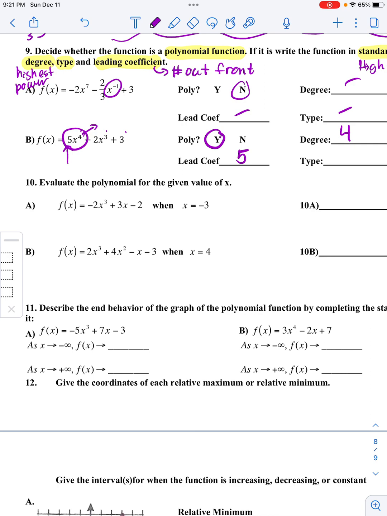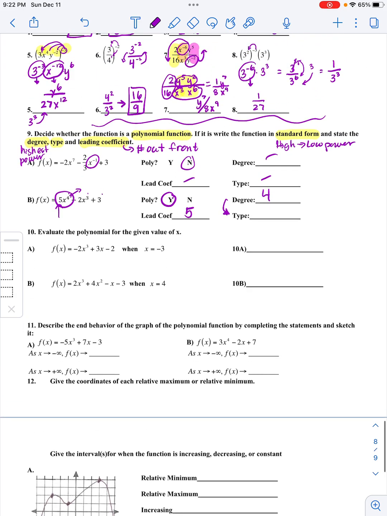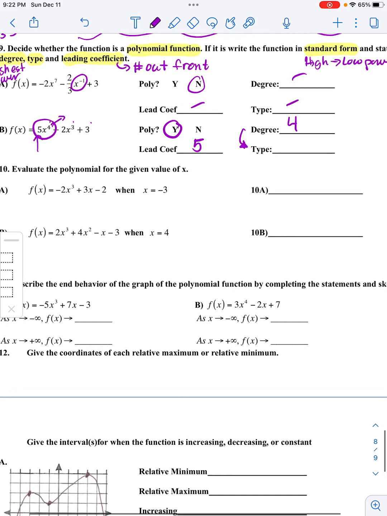And the degree tells us what type it is. If you look back at your chart and if you want that information, you're going to need to put that onto your note card. And that type is going to be quartic because of that 4th degree.